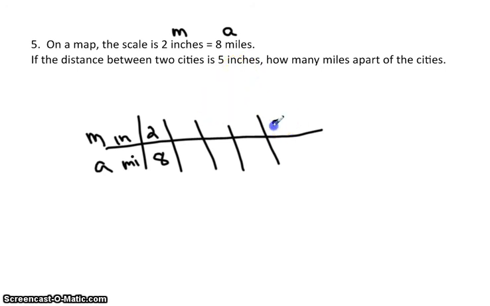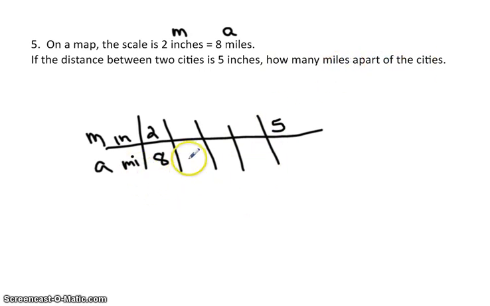So we're going to go ahead and put the 5 on the top because it goes with the model, plus its measurements in inches, which is also the model measurement. Also, our problem asks how many miles apart are the cities, so we're looking for miles. So lots of cues there as to where to put your numbers.